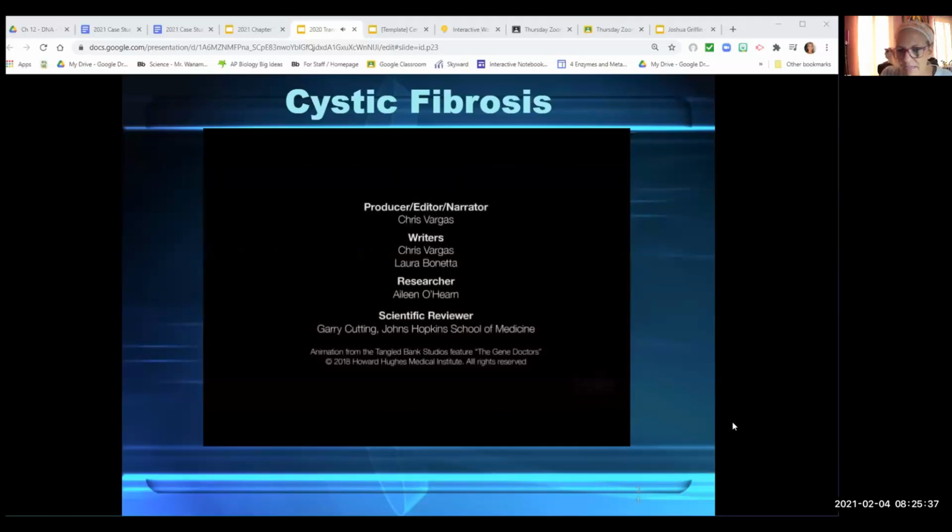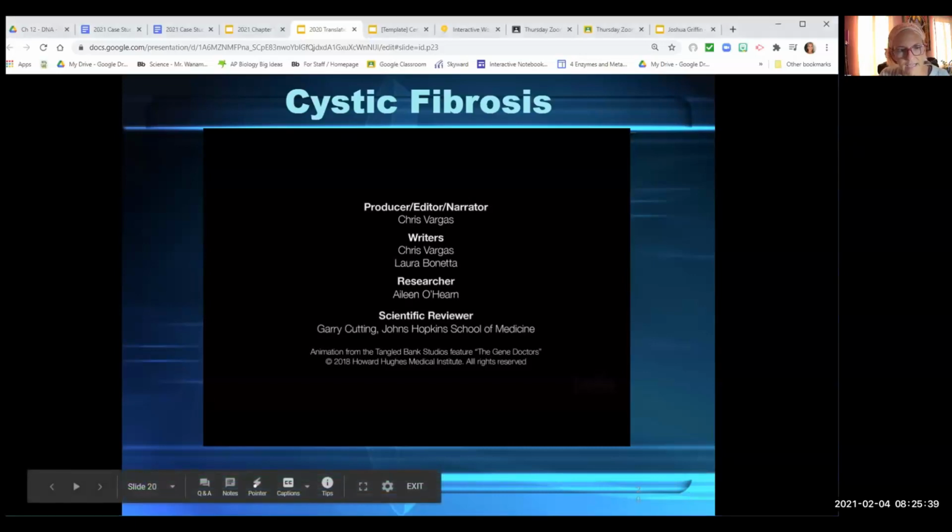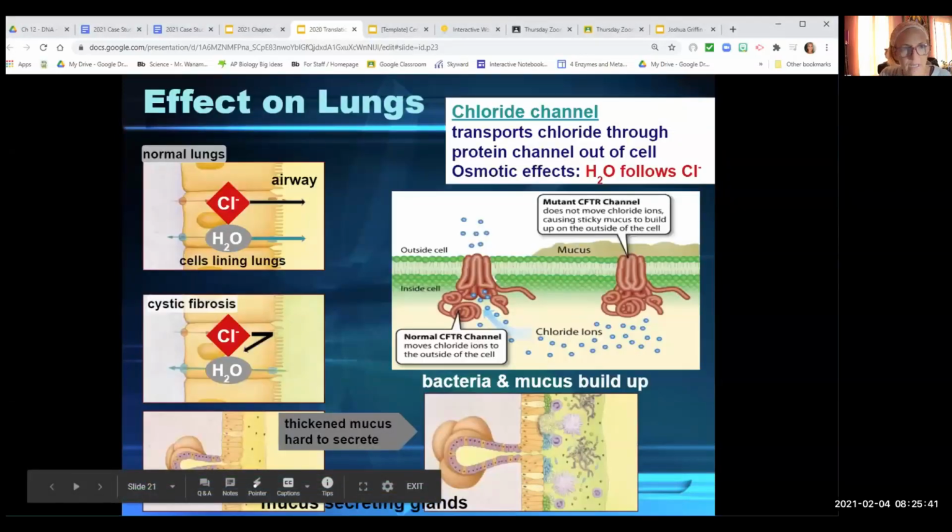Doesn't that almost make you feel suffocating? I can't imagine. I mean, I can imagine because I've had bronchitis when my lungs have been filled with fluid, and oh my gosh, it's so uncomfortable.